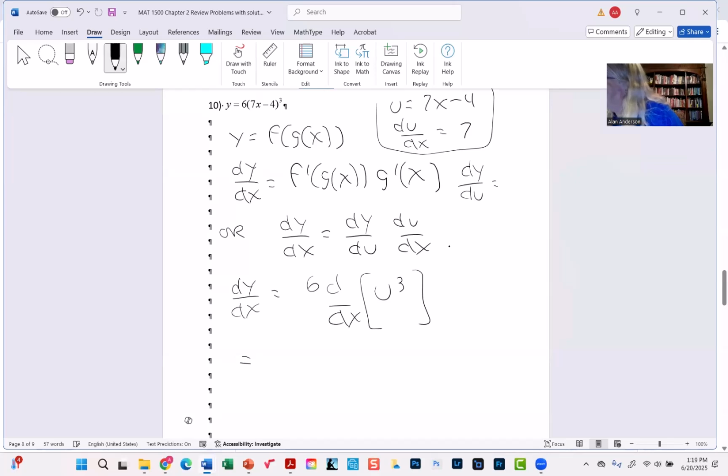So in other words, since this function is 6 times u cubed, or if we're thinking just in terms of this, that means we're going to have 6 times dy du times du dx, which is 7.